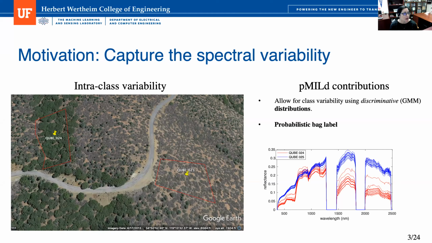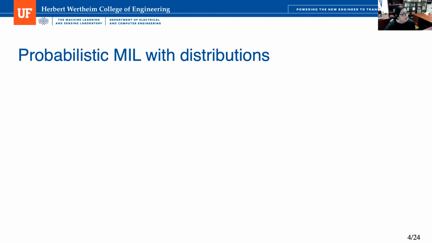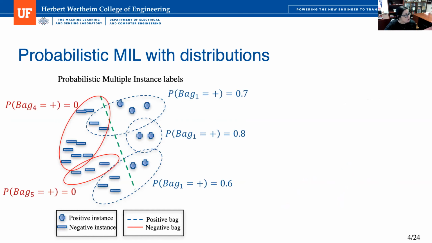And so he said, well, I know I have weak labels because we're looking at this satellite and aerial imagery and drawing polygons that contain trees of interest, but also contain soil and other materials that we're not interested in. So these are certainly weak labels. But I want to be able to use these weak learning approaches, but also, instead of just getting one or two prototypes, characterize the distribution, the variability of the spectral signatures. And so this is where the PMILD name comes from. It's probabilistic multiple instance learning with distributions.